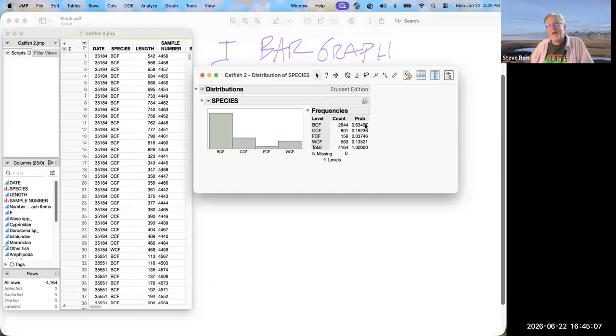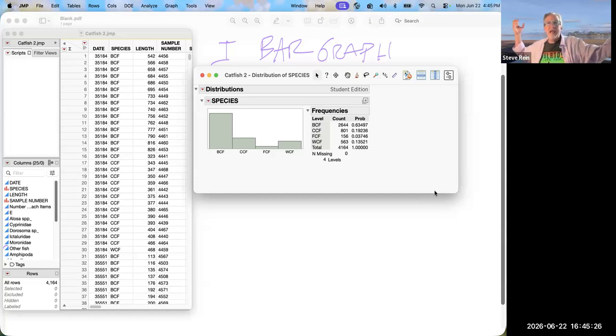What proportion? It says prob, I call that proportion. What proportion is in each category? 63%. That's the height of the bar, 63%. So we could see with this bar graph about how often we see each kind of catfish.